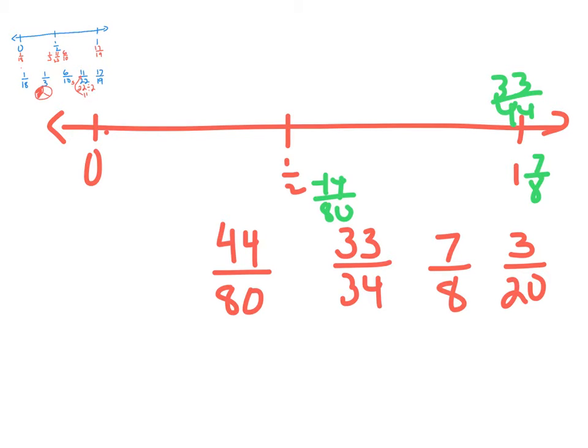And then I have 3 20ths. So since 3 is so far away from 20, I know that's going to be close to 0. So at this point, I know that 3 20ths is going to be my smallest. And then 44/80ths is going to be my second because it's the only one that's close to a half. So now I'm just looking at 33 over 34 and 7/8 and deciding which one's bigger.